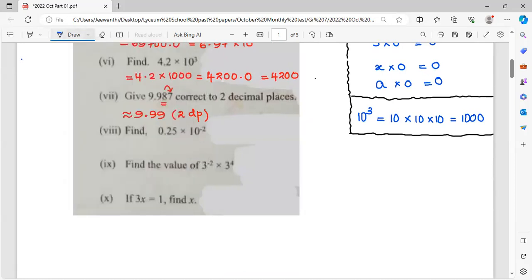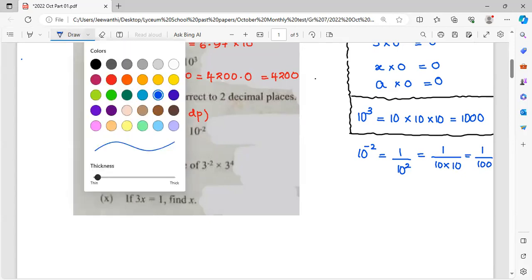So then we will take the next one. It is 10 to the power negative 2. Children, when you have 10 to the power negative 2, I told you the first thing you want to do, you want to convert the negative index into positive index. To convert the negative index into positive index, it's like this. So then we write the value 10 times 10. Answer is 1/100. So then I rewrite the question.